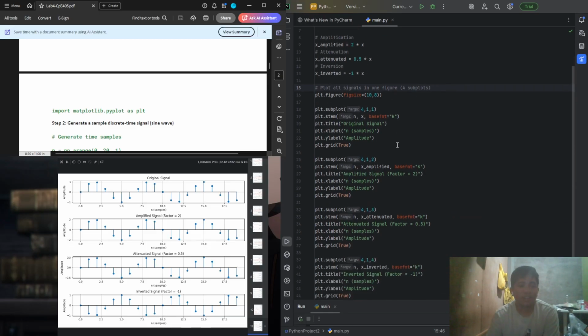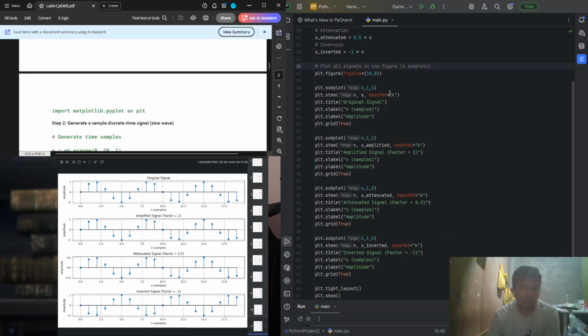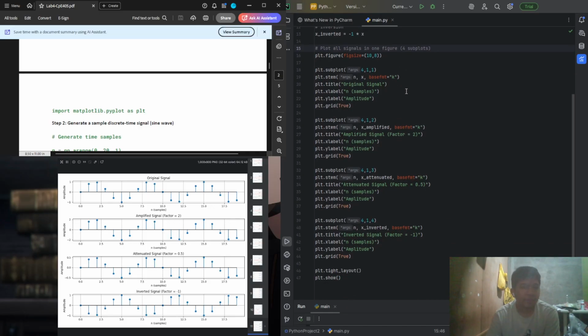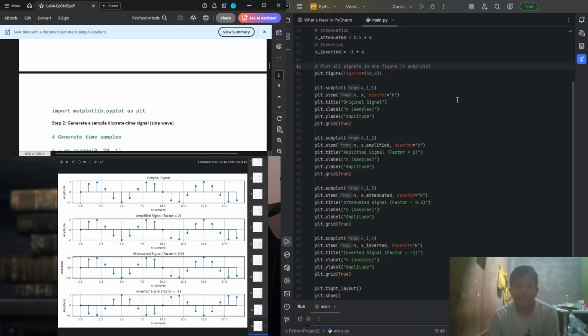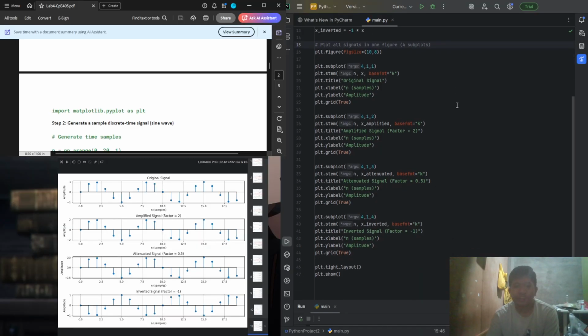Here I defined a figure which has a size of 10 by 8. I use a 4-row subplot figure. Here I defined each subplot. In the first subplot we have the original, followed by the amplified signal, the attenuated, and the inverted.